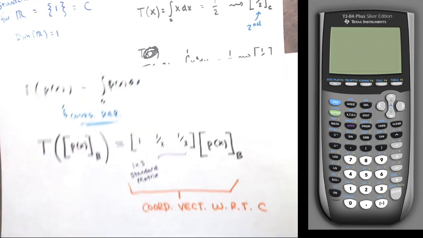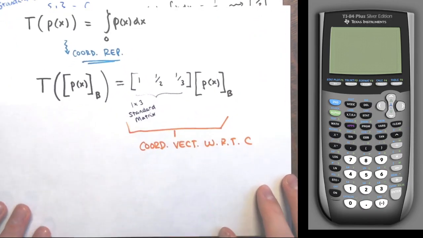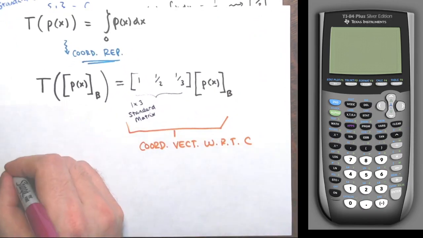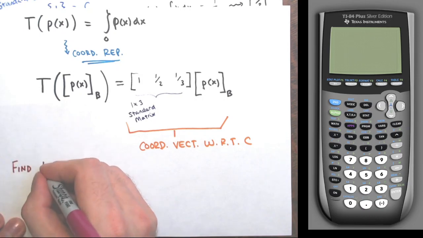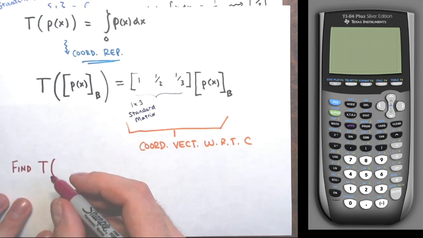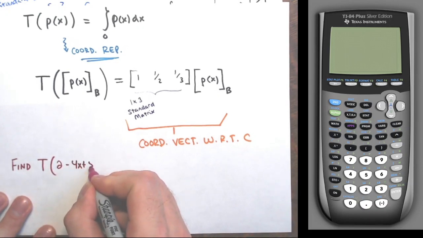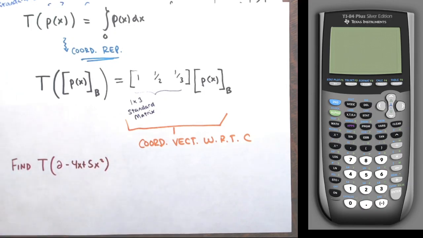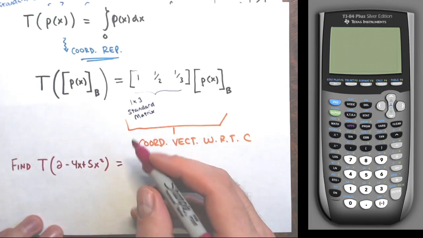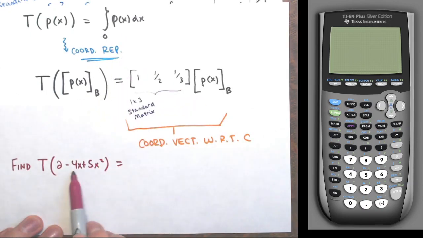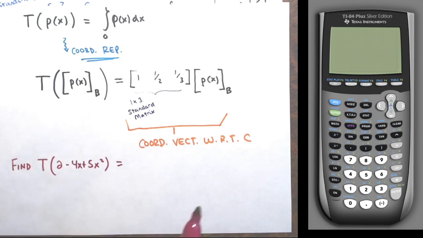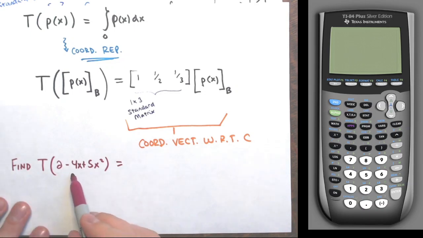So using what we know here, can we find the value of T at, say, 2 minus 4x plus 5x squared? Now you could do it with the rule. I can just plug this in for p of x and then take the integral. It shouldn't be that difficult. But I'm trying to show you how we can use the coordinates and standard matrices to help us find this as well. So instead, what I'm going to do is change this to its coordinates relative to B.